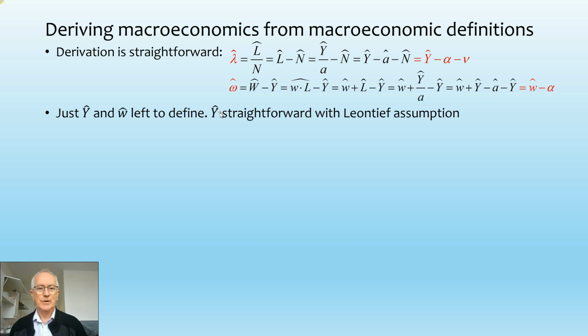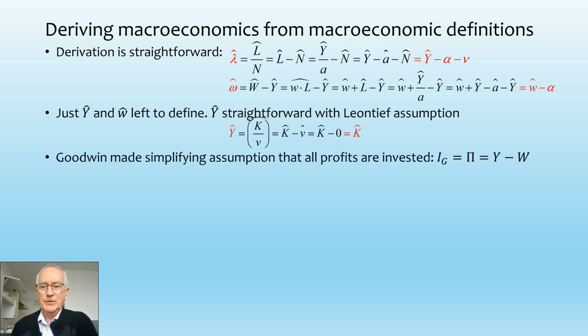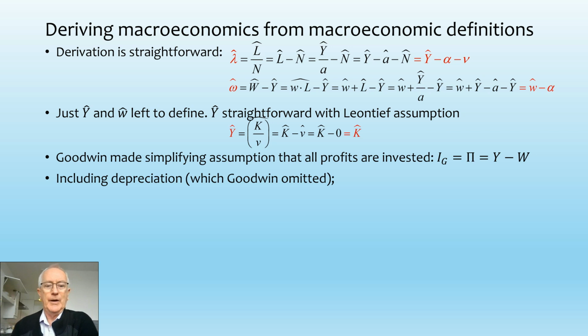So let's just go through Y. Pardon me, I did it too quickly. So again, in this simple model, the rate of change of output is the rate of change of K divided by V, that's the rate of change of K minus the rate of change of V. We've assumed that's constant, so the rate of change of output is identical to the rate of change of capital in this simple model. Now, Goodwin also made the assumption, and I used that in building the model beforehand, that gross investment equals output minus wages. And I include depreciation, which Goodwin omitted, and that was a mistake.